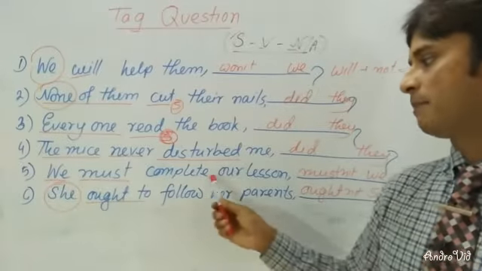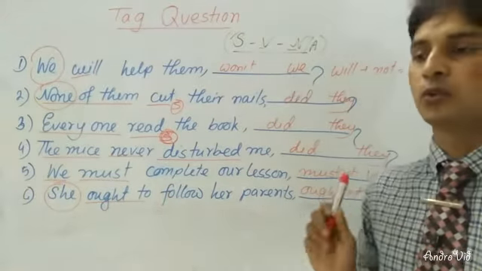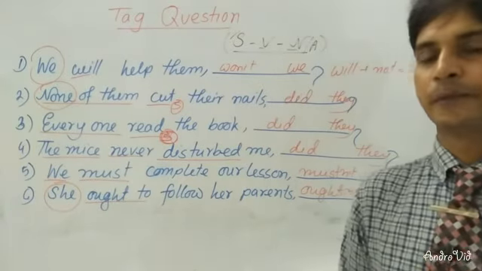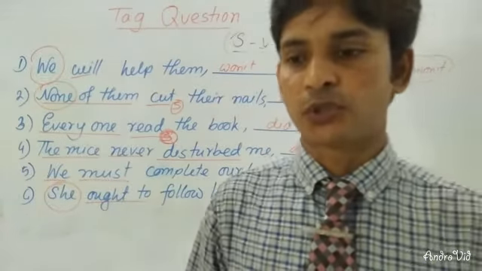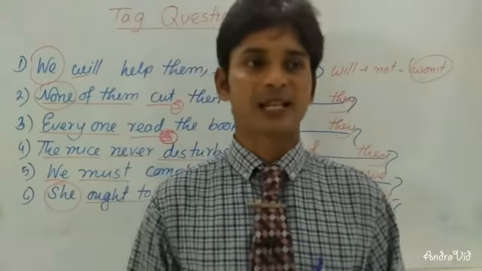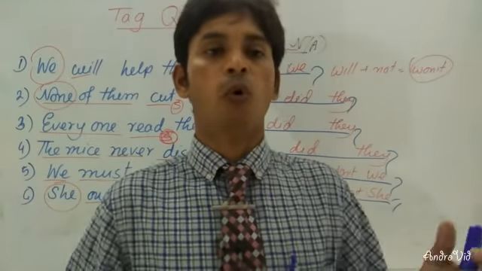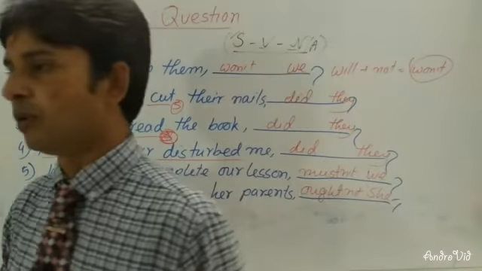We must complete our lesson. Mustn't we? She ought to follow her parents. Oughtn't she? Dear learners, I hope you have understood. Now I am going to make you understand about the imperative sentence. At the time of changing an imperative sentence, you will have to use won't you. Most of the time you will have to use won't you.